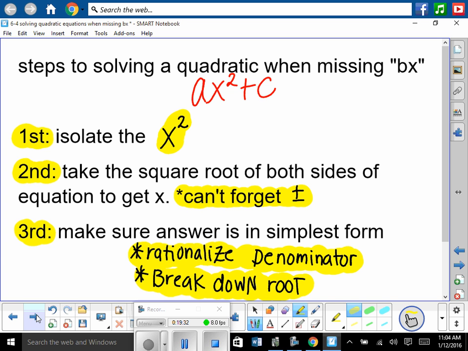Now third, once you've done that, you have to make sure your answer is in simplest form. You might have to rationalize the denominator, and you might have to break down the square root by hand, because we know how to do that, right? Yeah. If you get a decimal when you take the square root, it's not an acceptable answer. I want to see you break it down by hand. Does that make sense? Okay.